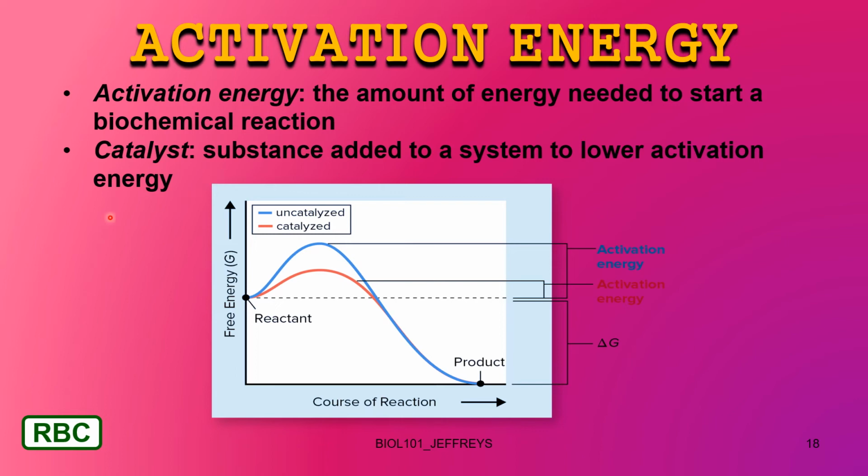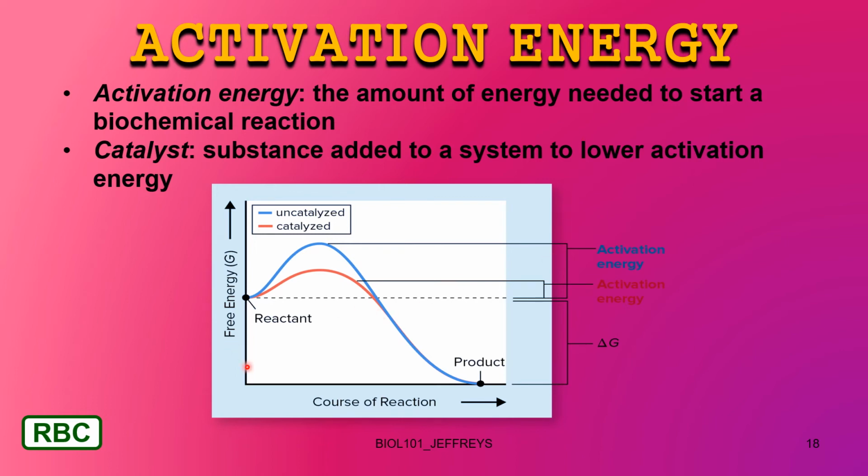So, biochemical reactions make use of these substances called catalysts. They are proteins. We'll talk more about catalysts by way of enzymes in the next lesson. But these are substances added to a system to lower the activation energy. So instead of taking 1,000,000 years to digest and process your hamburger, now it takes only a couple of hours.